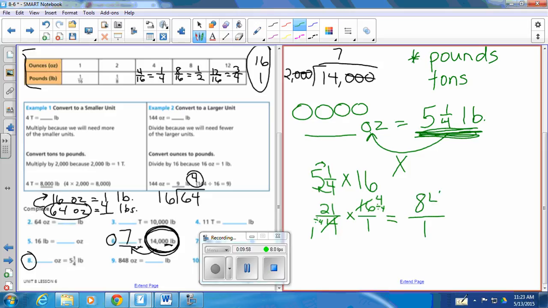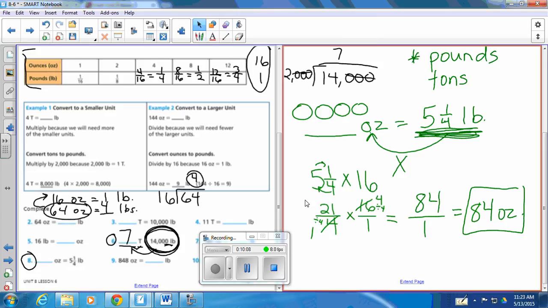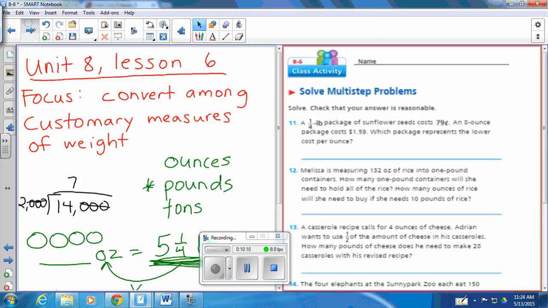84. Good, so that means that there are 84 ounces in 5 1/4 pounds. Okay, let's look at a word problem just to make sure that we're understanding those.